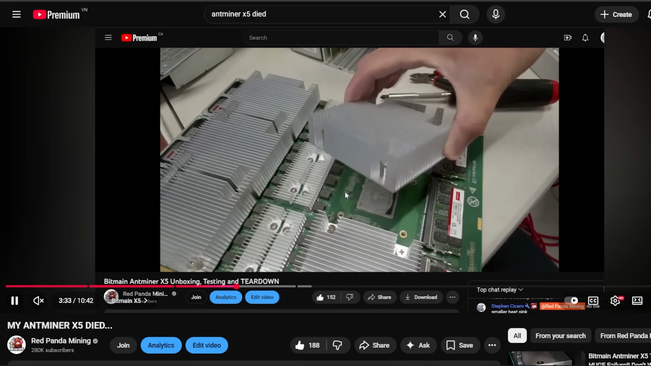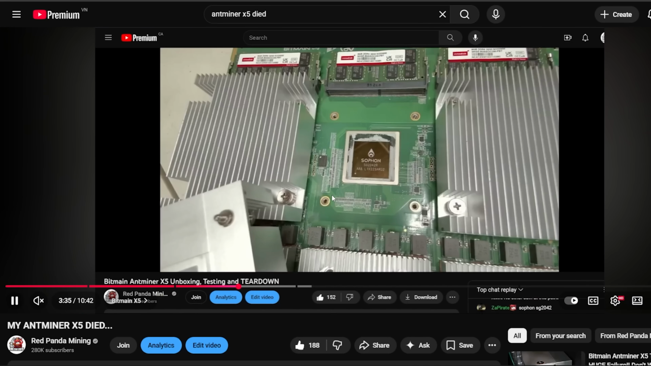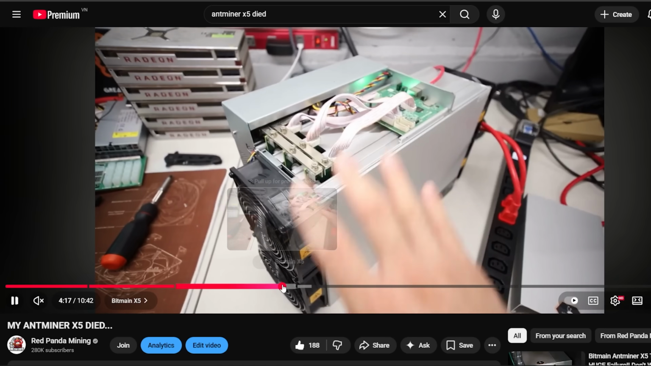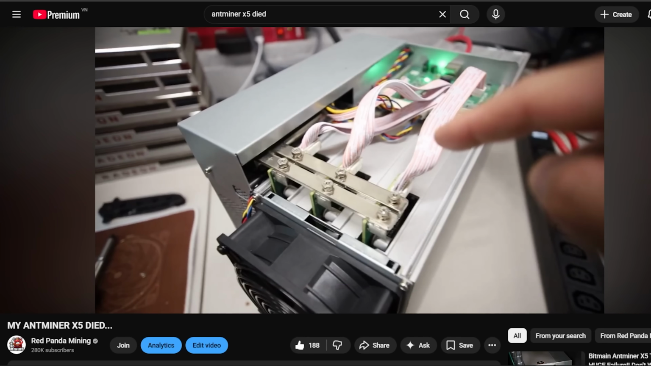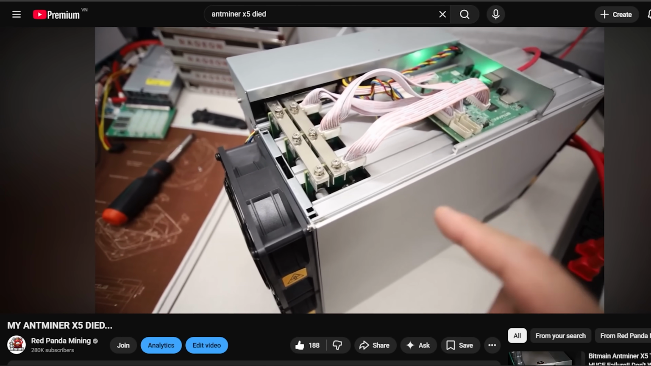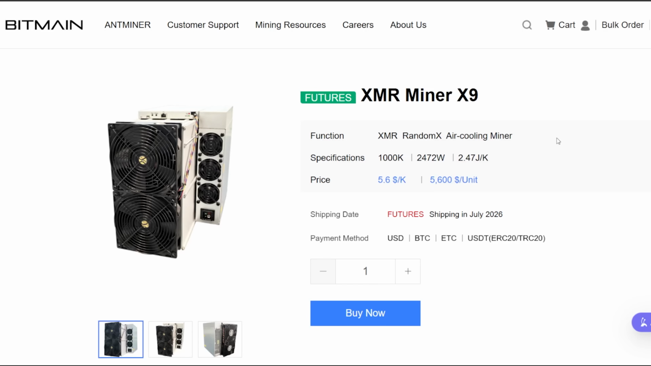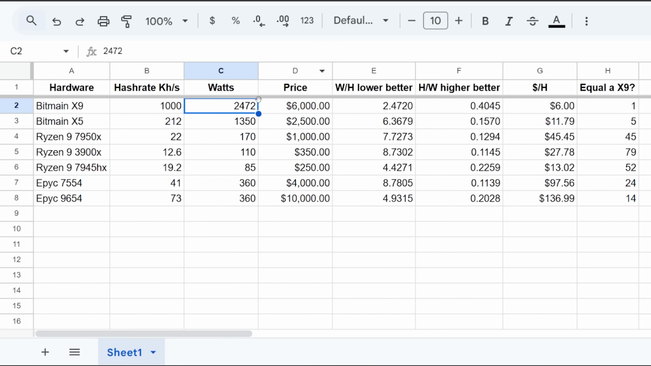I guess that makes sense because mine died. And I know a lot of other people's X5 died as well. There weren't really many people who could fix these things. But anyways, I don't know how many of these X9s they're going to release in the wild. And so anyways, let's just go through some existing numbers now.